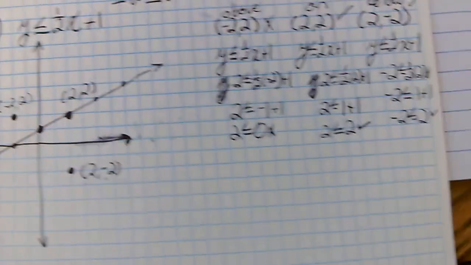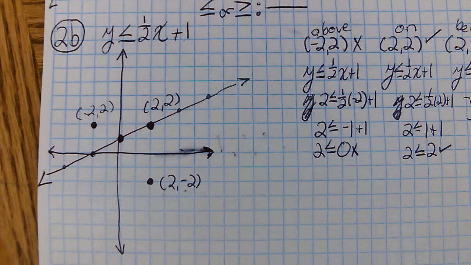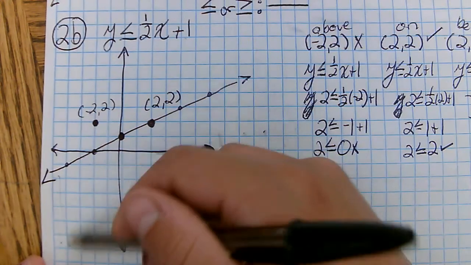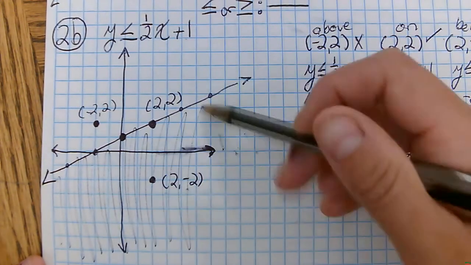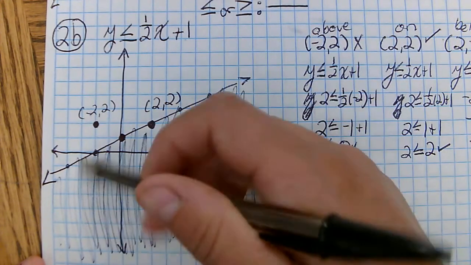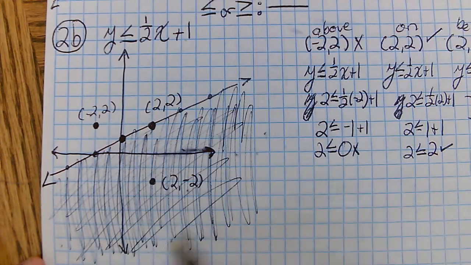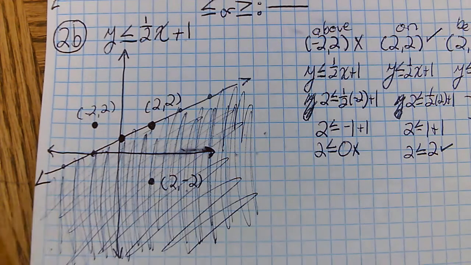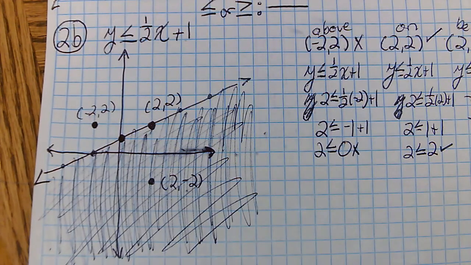So, if you have something that says less than, you're going to shade below the line. Anything I plug in down here will make that inequality true. Any point that is below the line. But since we have that equal to bar, anything on the line will also be true.